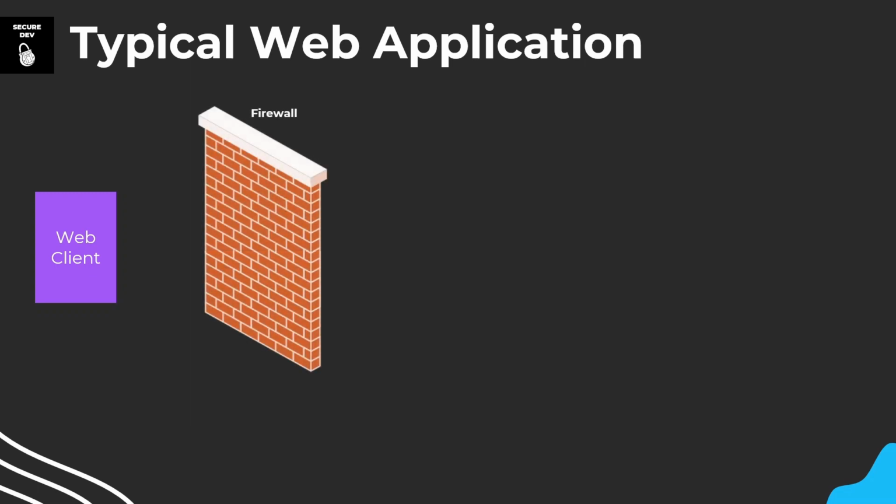Then we come across the firewall, the gatekeeper of our network. The role of the firewall here is to filter the requests sent from the web client. We will see afterwards how the firewall works and how it can improve the security of our system.